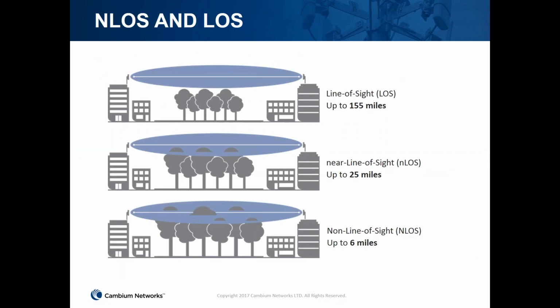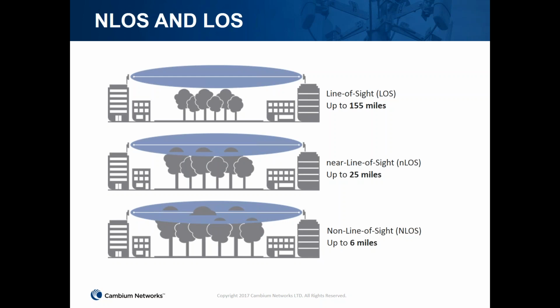Next one I want to focus on is non-line of sight and near line of sight. The PTP 670 is capable of a max line of sight range of up to 155 miles. This is with respect to avoiding the Fresnel zone distance. When you have a near line of sight, which covers half or one third of the Fresnel zone, maybe trees come in the way and the entire spectrum cannot be transferred. There's some interference which results in a drop of throughput.